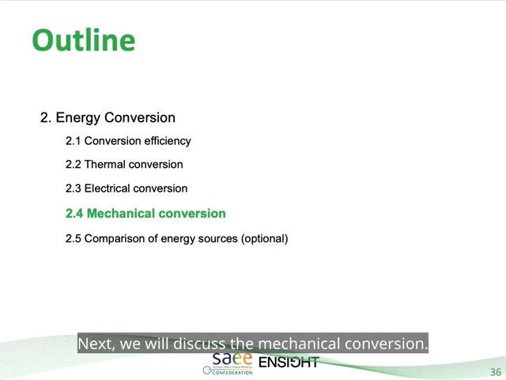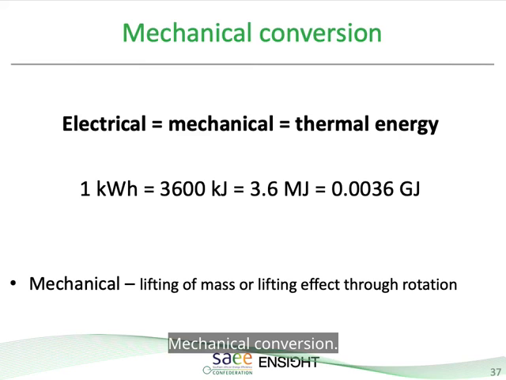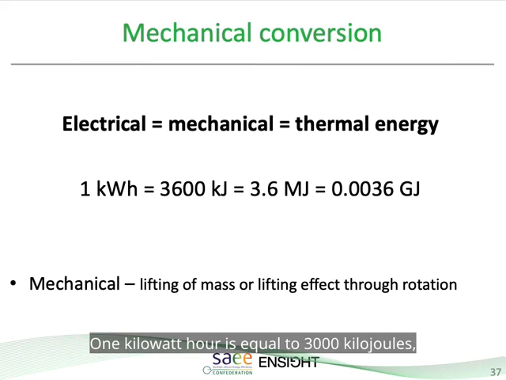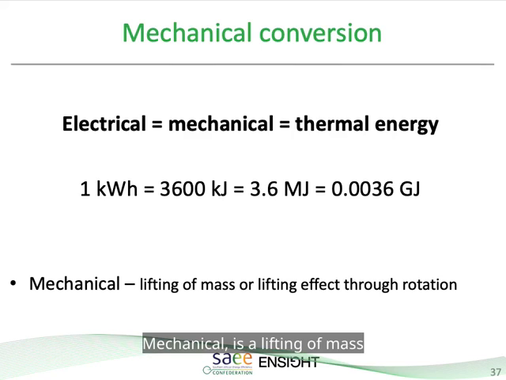Next we will discuss the mechanical conversion. Mechanical conversion. Electrical is equal to mechanical is equal to thermal energy. 1 kilowatt hour is equal to 3000 kilojoules or 3.6 megajoules or 0.0036 gigajoules. The mechanical is a lifting of mass or lifting effect through rotation.